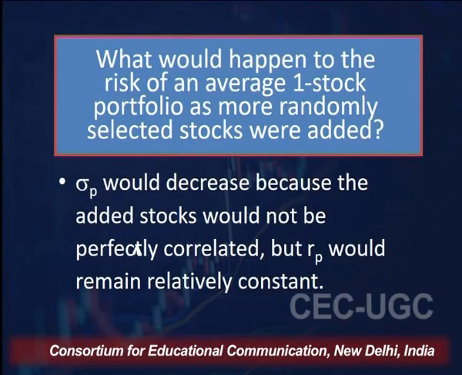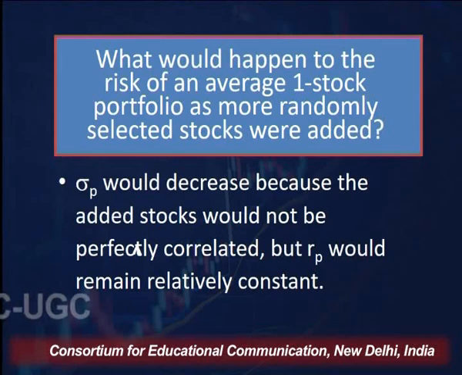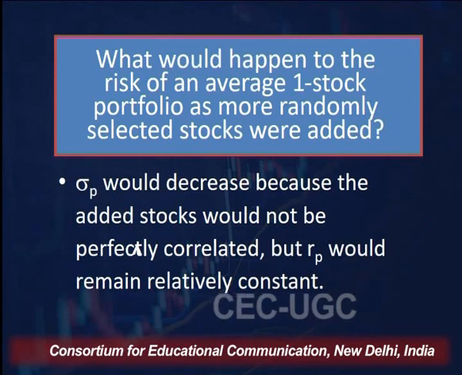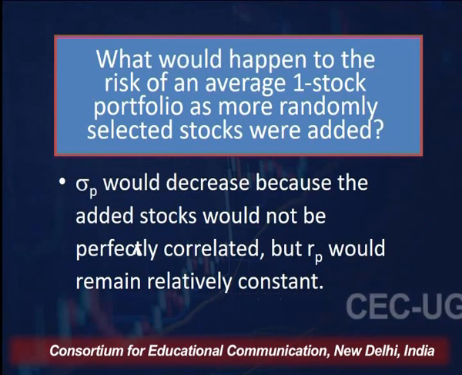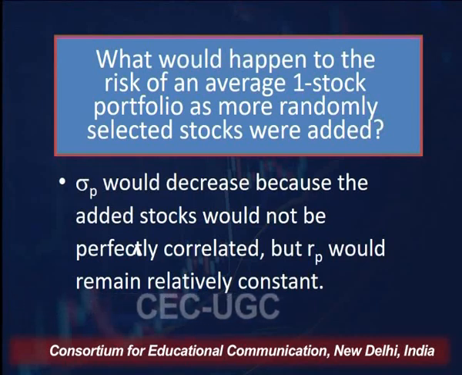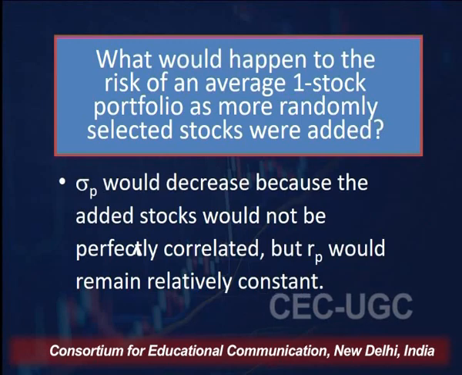Now, what would happen to the risk of an average one-stock portfolio as more randomly selected stocks were added? That means you are not doing any analysis, but just randomly adding stocks to a portfolio. You started with one stock, you added a second, a third, a fourth, and that kept on increasing. So what will actually happen to the overall portfolio risk? Will it increase or will it go down? Technically, the risk will definitely go down.